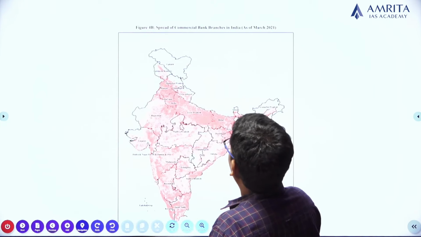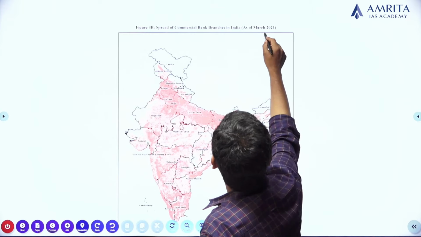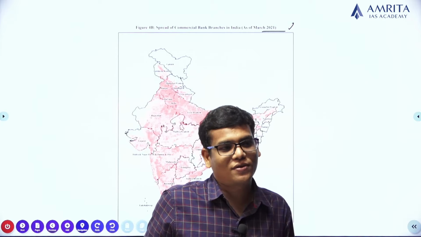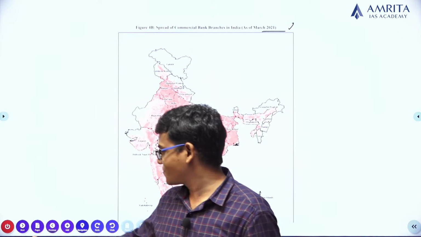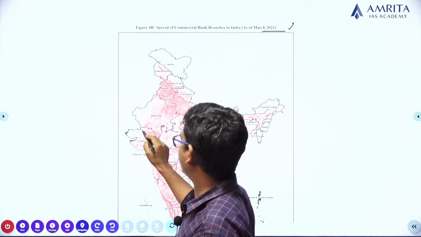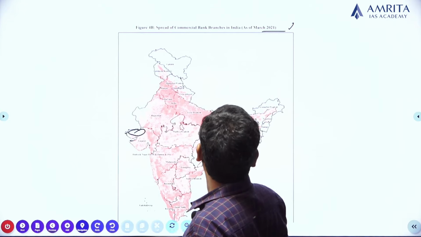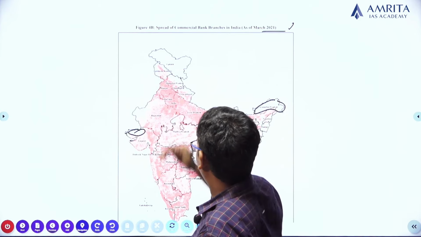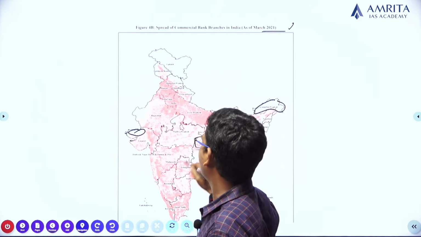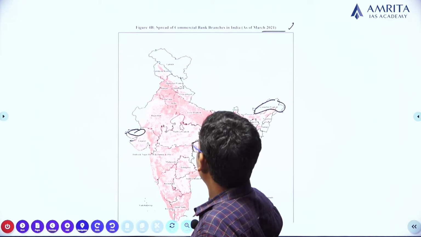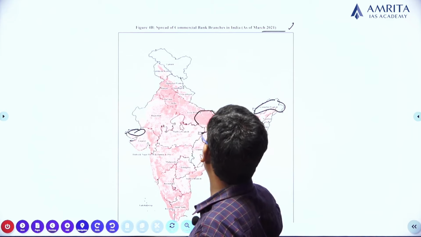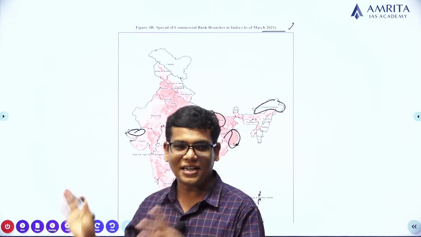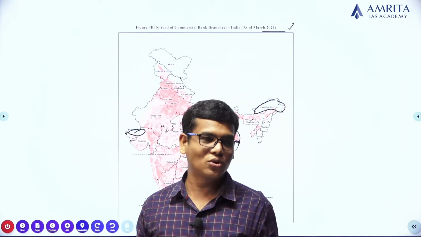See, the spread of commercial bank branches in India, March 2021. If you compare it with 2016, you can understand how much we have changed, and it is an increase. This is an area where we don't have many branches, and this is another. You can say this is a forest area, Madhya Pradesh is sparse because of some forest area. This region is highly dense, and here also in West Bengal it is very highly dense. If you zoom in, you can draw many conclusions from that.